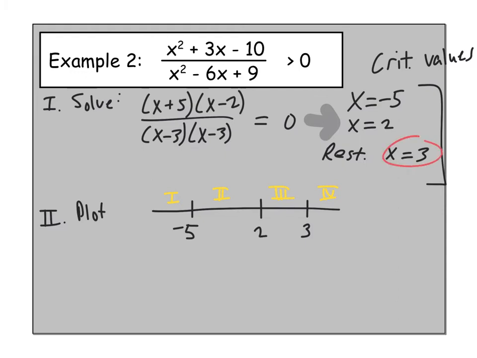The restriction, when x equals 3, this thing is actually undefined. So I'm going to label that here. That means x equals 3 is not going to be a solution no matter what. Okay, it's the other two values where the expression actually equaled 0. And in this problem, equaling 0 is not allowed either. So those are not going to be part of the solutions either. Okay, but it's good to just have those kind of labeled out.